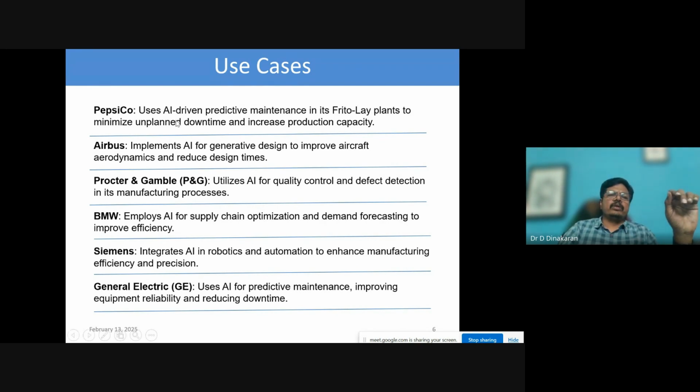PepsiCo uses AI-driven predictive maintenance, okay, for downtime optimization, for improving the production capacity, to reduce the unplanned downtime. How they are optimizing it, that they are doing through this AI-driven predictive maintenance algorithm. Okay, so Airbus introduced generative AI for different alternatives of its aerodynamic structure. Thereby they reduced the design time. They have generated various options. From there, they started doing it.